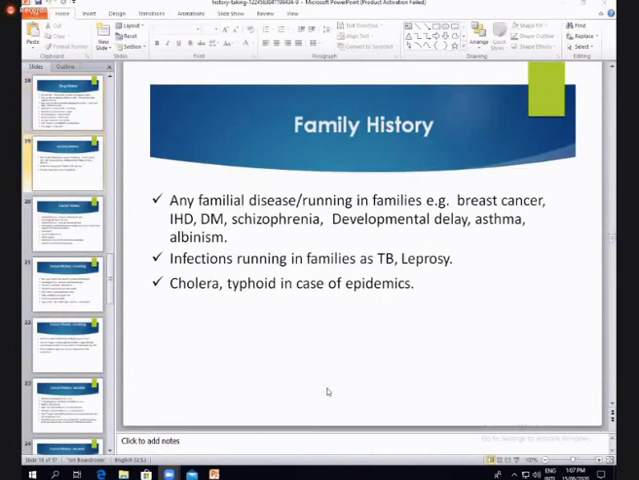So, any familial disease which has a genetic base running in the family, like breast CA, ischemic heart disease, diabetes mellitus, schizophrenia, developmental delay, asthma, albinism. I'm pretty sure that most of you are not very familiar with the names of the diseases. But the important thing here is not to understand the disease, but to understand the fact that not only the person who is coming to you with a complaint is important, but the family background is really very important as well.